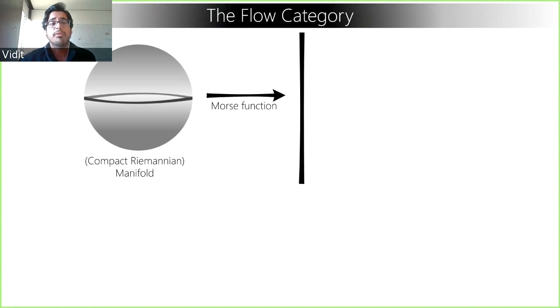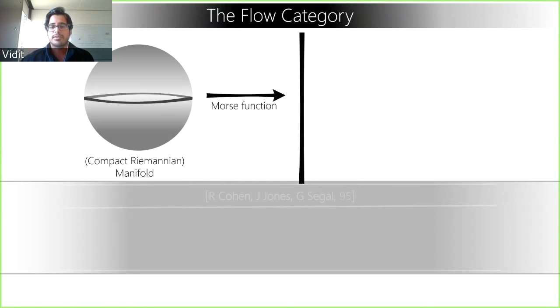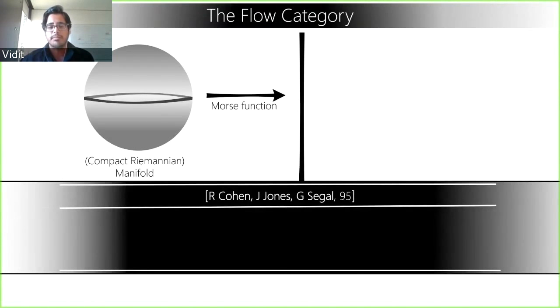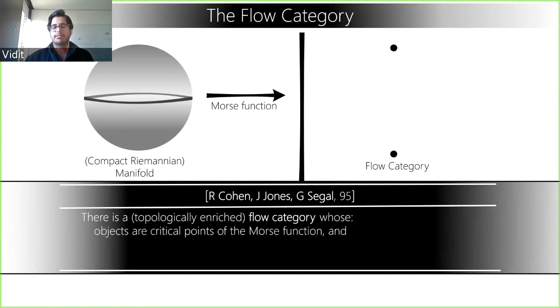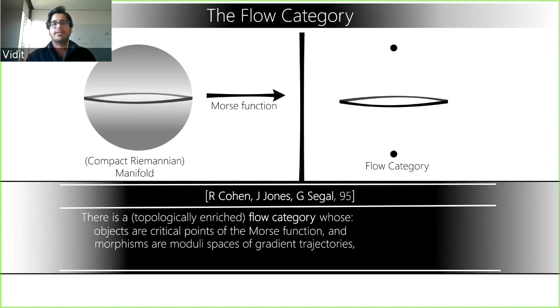And from this data, you construct what's called a flow category, a construction by Ralph Cohen, John Jones, and Graeme Segal back in 1995, and it looks something like this. So there's a category, and you don't have to know much about what a category is, but it has objects which look like that. So those are all the critical points. So in this case, like I said, there's one for the max and one for the min, and then there's a moduli space of gradient trajectories.